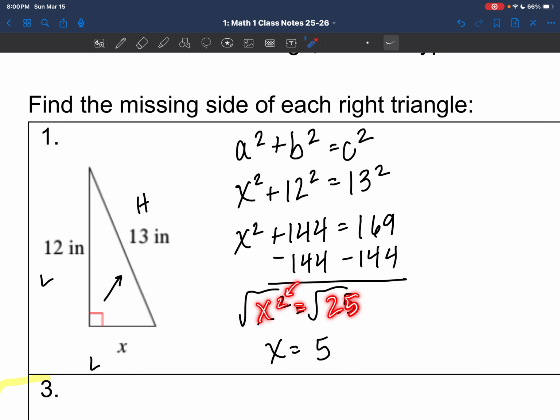Well, remember, to get rid of that squared, we have to take the square root of both sides. And now that cancels out, and I'm left with x equals 5. Now, we would normally put plus or minus 5, but since it's dealing with the length of the triangle, minus 5 would not make sense.